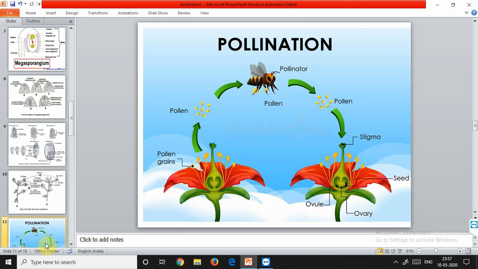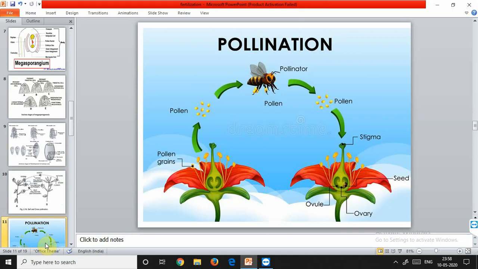So what are the different types of cross-pollination? Pollination by wind is called anemophily. Pollination by water occurs in plants present in aquatic conditions, for example Hydrilla and Vallisneria. These plants have cross-pollination by the agency of water, so it is called hydrophily.